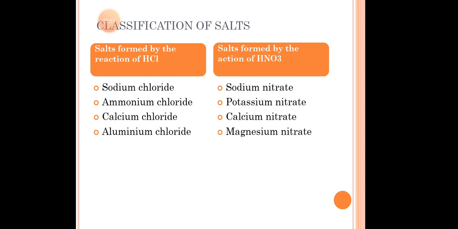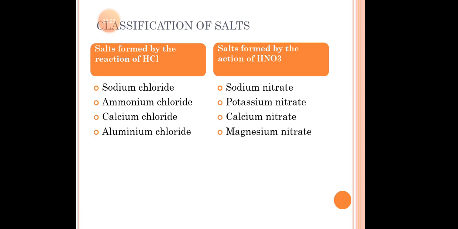Now let us first know what a salt is. Salts are ionic compounds. What are ions? We know ions are nothing but positive charged ions, which are cations, and negative charged ions, which are anions. In NaCl, for example, Na is a positive charged cation and Cl is a negative charged anion. So a salt is made up of one cation and an anion.